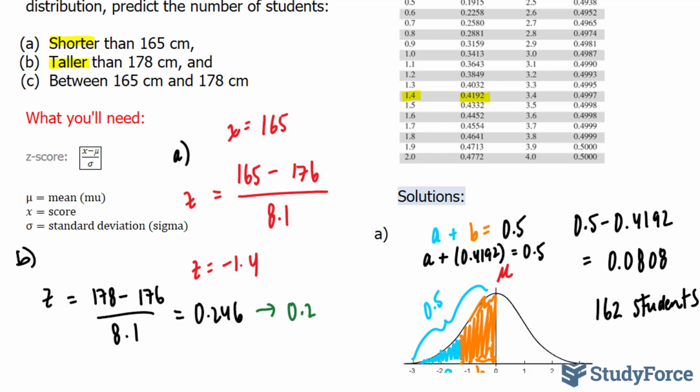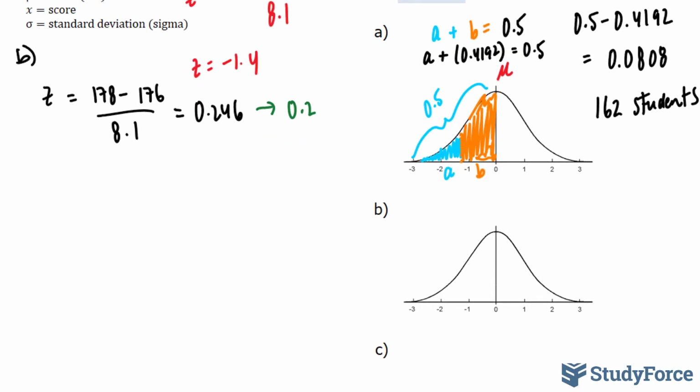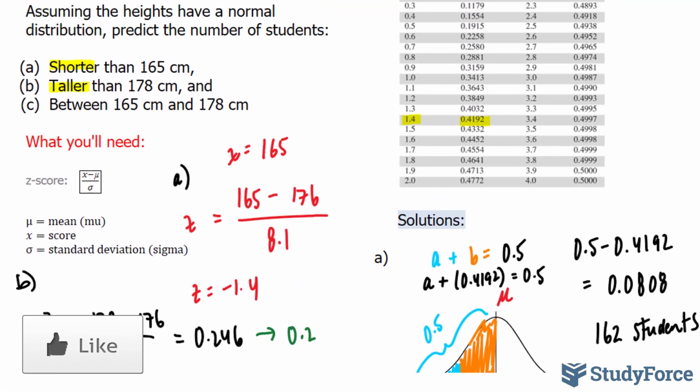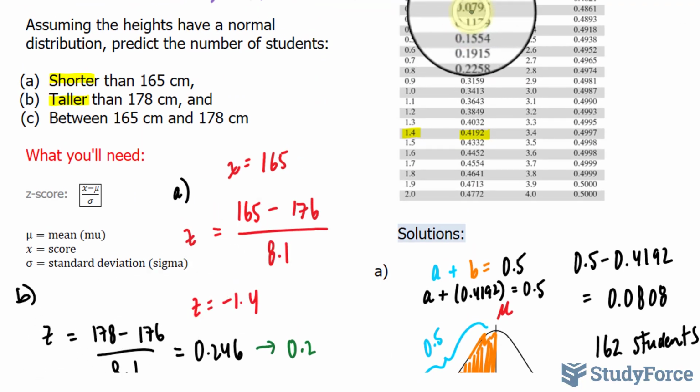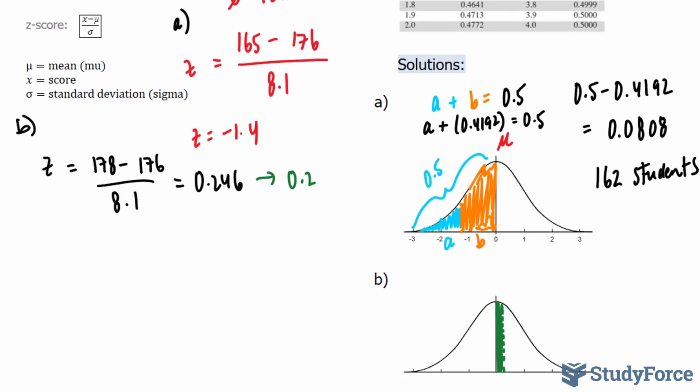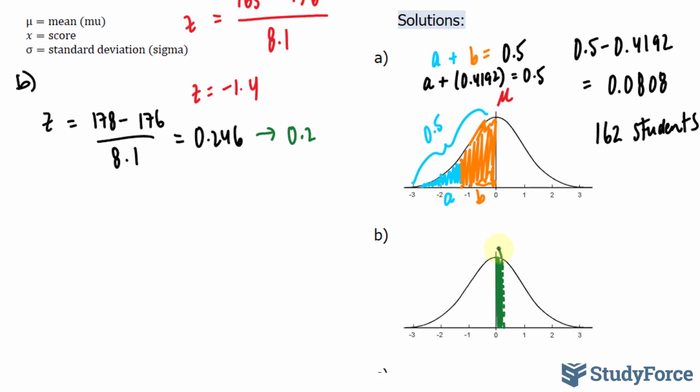Now I'll take 0.2 and display it right here. That should be somewhere along here. And if we use our chart for 0.2, we'll end up with 0.0793. So I'm going to highlight this 0.0793. So this represents 0.0793, but they're looking for those that are taller than 178, so they're looking for this part.